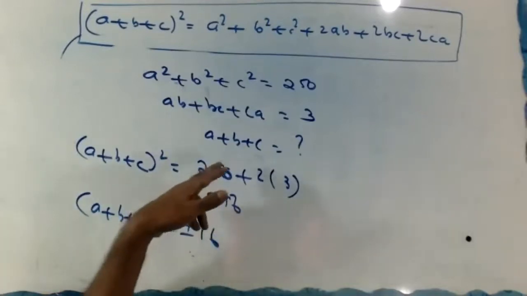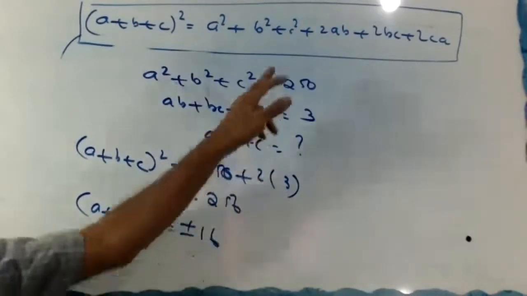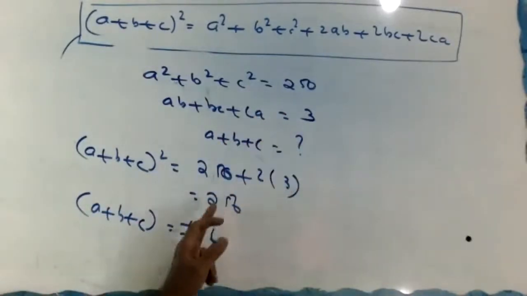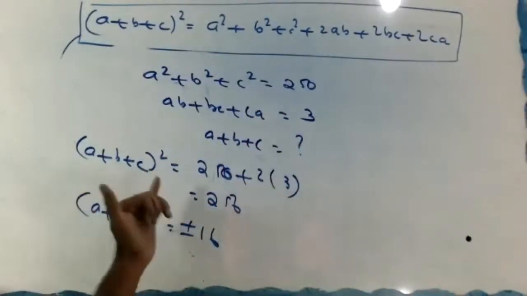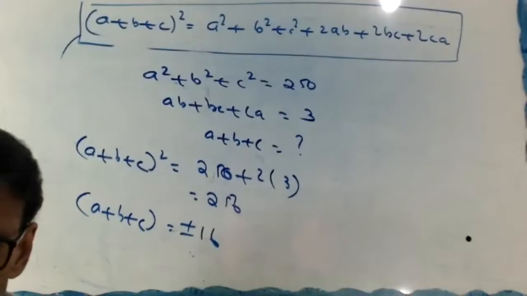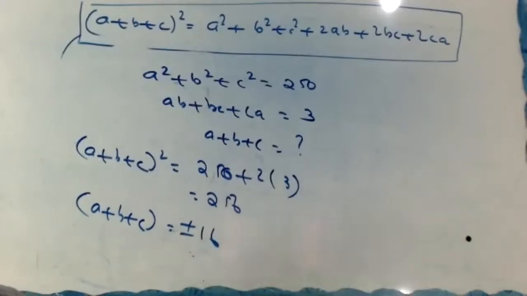Okay, now look at here. 250 plus 2 times (ab plus bc plus ca). That is given 3. 2 into 3 is 6. Then (a plus b plus c) whole square is 256. Therefore, a plus b plus c equal to 16. Why? 16 times 16 is 256. Minus 16 times minus 16 is 256.